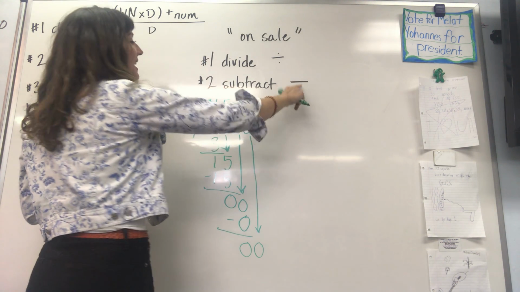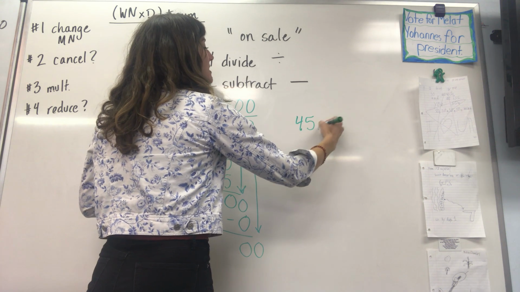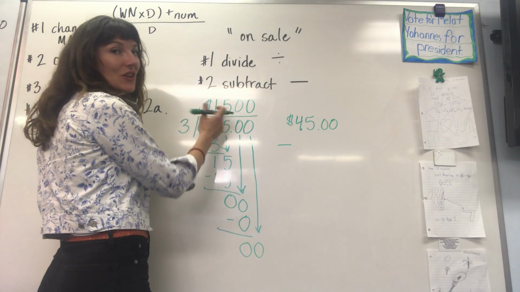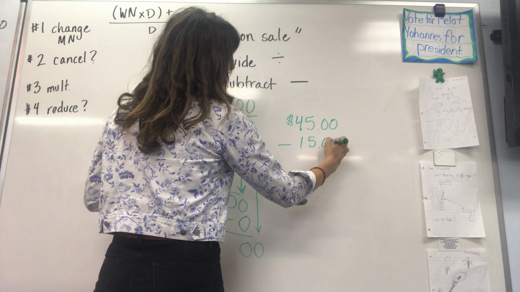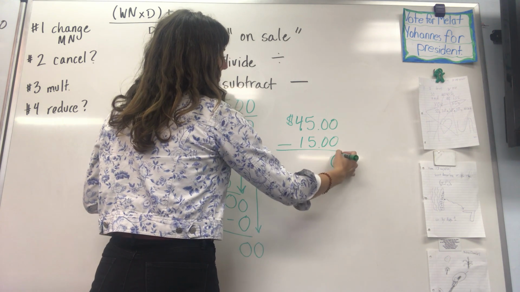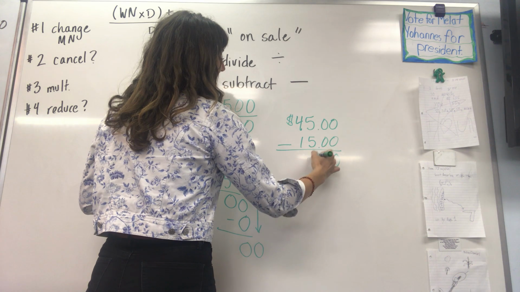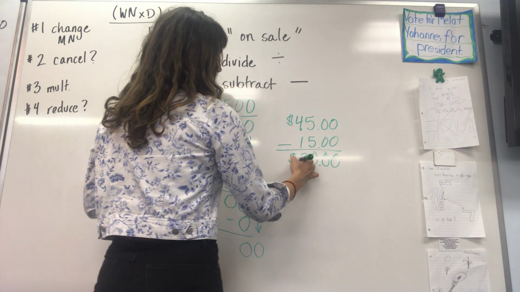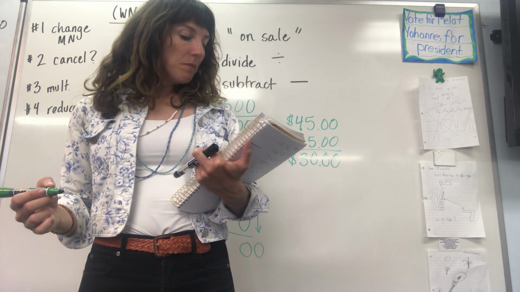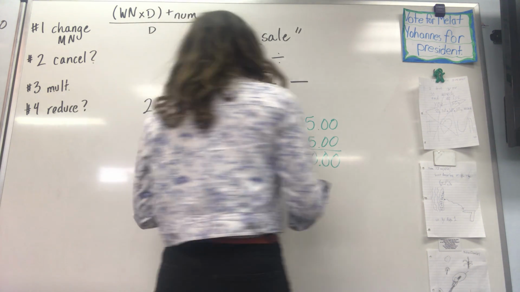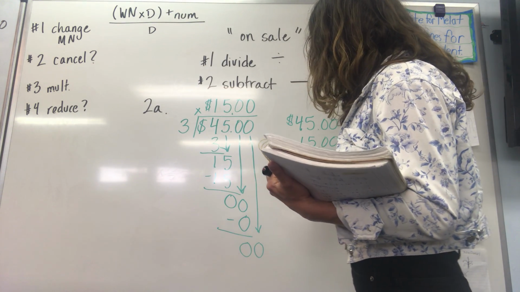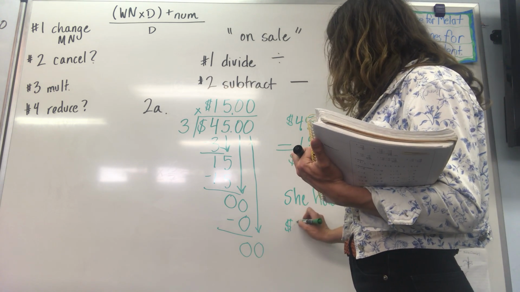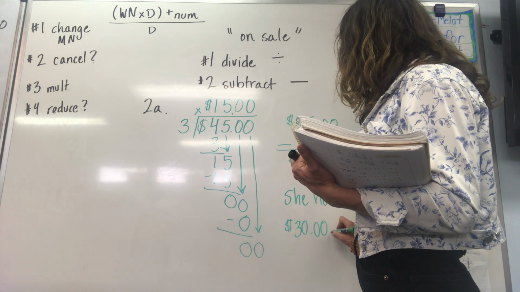Now we subtract the original price minus your divided price. 0, 0, 0, 3. Decimal point, dollar sign. How much did she have to pay for the dress? She had to pay $30.